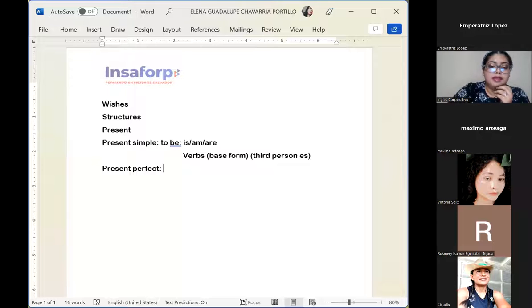In the present perfect, we have "have" and "has," and then we have the past participle of the verbs. Cuando hablamos del pasado participio, si ustedes tienen la lista de los verbos o tienen algún listado de verbos, ustedes encuentran tres columnas. El pasado participio es la última columna que encontramos nosotros ahí, ¿verdad? So in that case, we can use that kind of list, if we have it in PDF or something like that. So in that case, we are going to use that verb, that is the past participle.